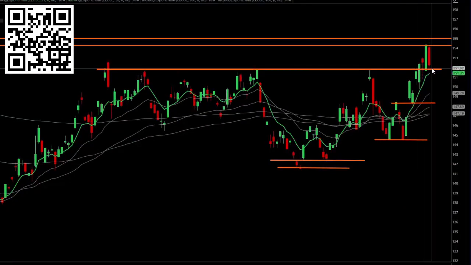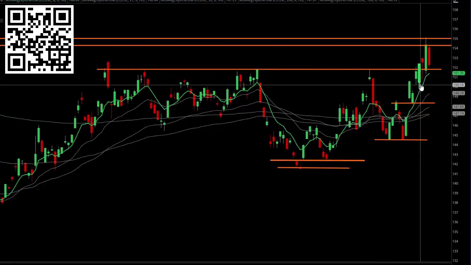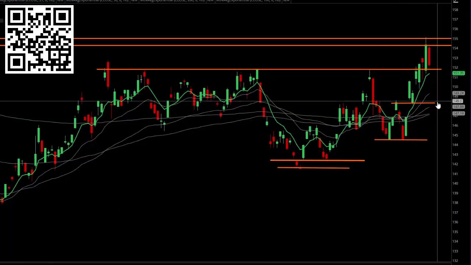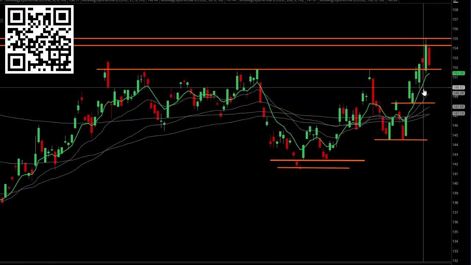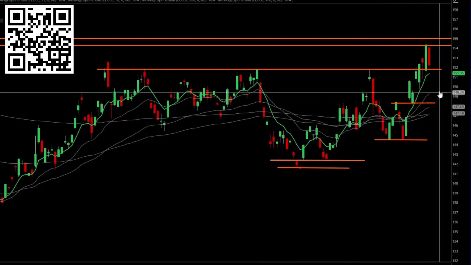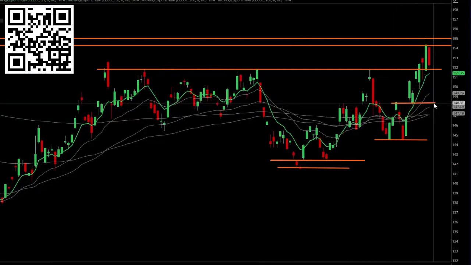If we break below 152, you have the 8-day moving average at 151.35. If we break below, watch out. We can have a waterfall here for 148, 149. That's the next support zone, okay?